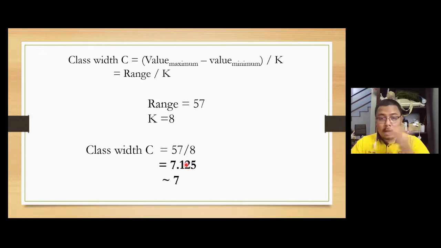We cannot put decimal points over there. So to get the width, just round it up. Always round it up, so even if this was 7.01, we still round it up to 7. In this case, 7.125 goes to 7. So go to the nearest whole number.